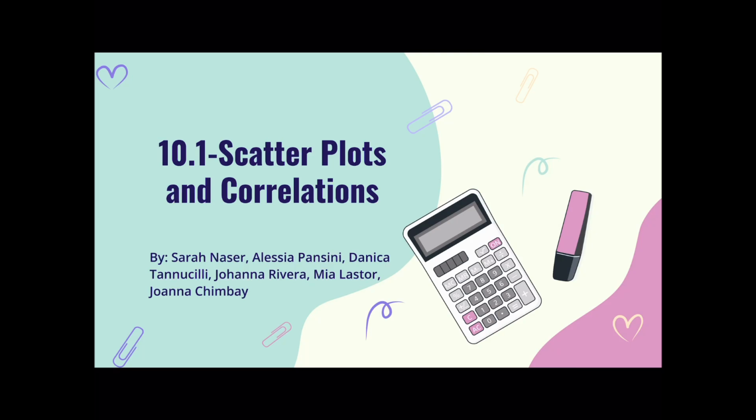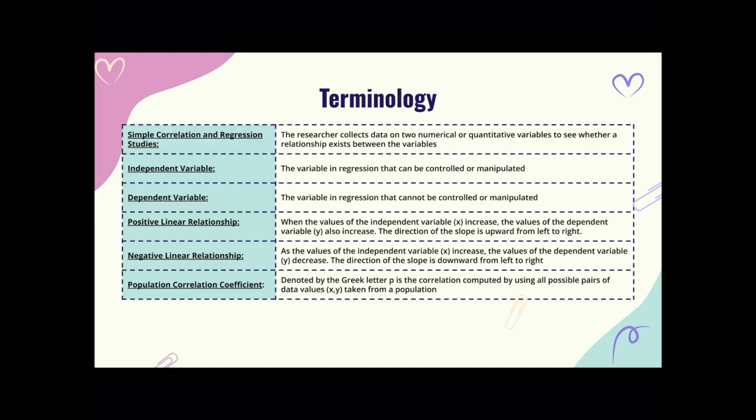This is 10.1, scatter plots and correlations. The first thing that we're going to go over is some terminology. You can pause to read, but simple correlation and regression studies is when the researcher collects data on two numerical or quantitative variables to see whether a relationship exists between the variables. The two different types of variables that we have in this situation are independent and dependent.